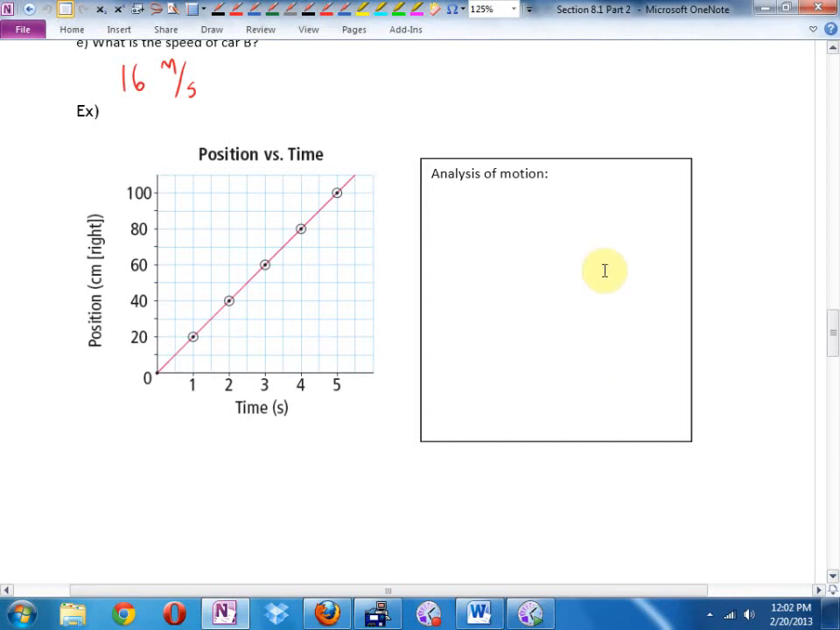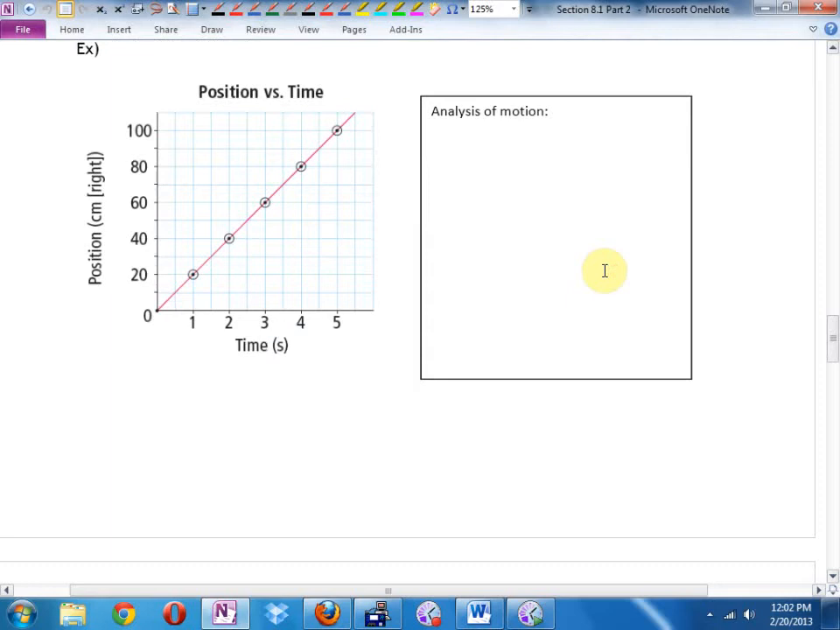Yeah, right about that. And we're back. Continuing on from last day, position versus time.